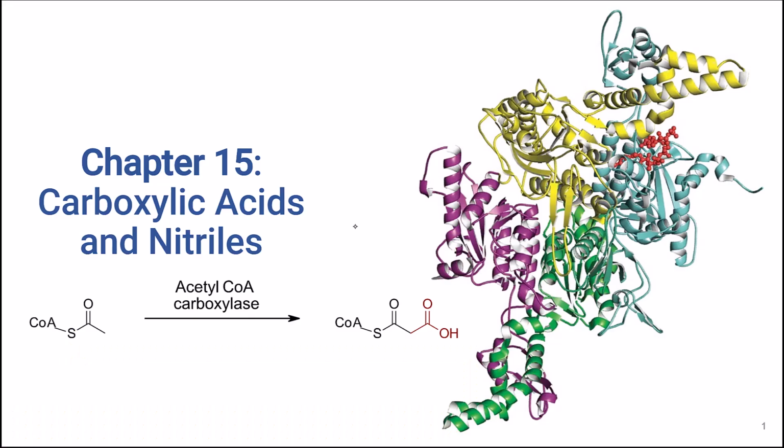In Chapter 15, we will be studying carboxylic acids as well as nitriles. The enzyme that is shown here is acetyl-CoA carboxylase. This catalyzes the carboxylation of acetyl-CoA, so we can see the structure of acetyl-CoA on the left, and that's going to add this CO2H group, which gives malonyl-CoA, and this is important in the biosynthesis of fatty acids during catabolism, and that functional group there is a carboxylic acid.